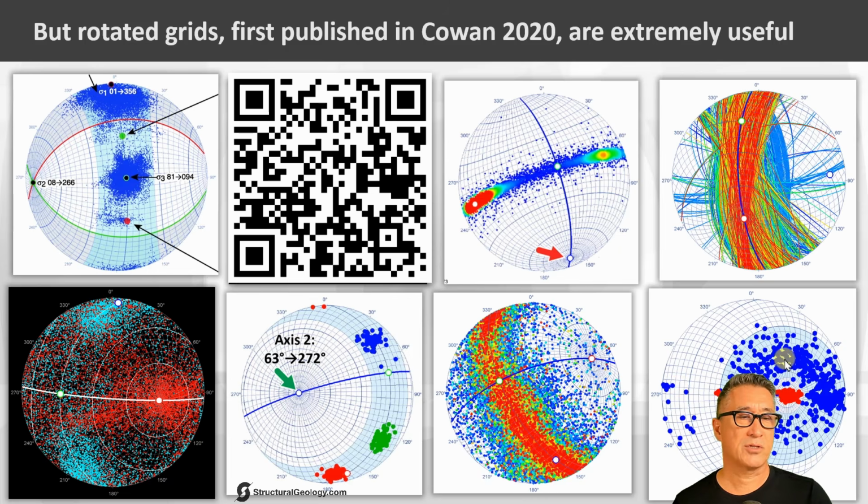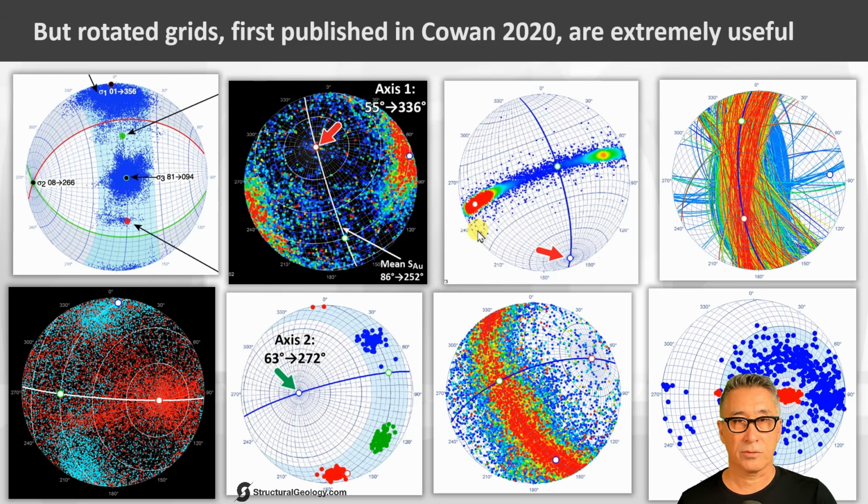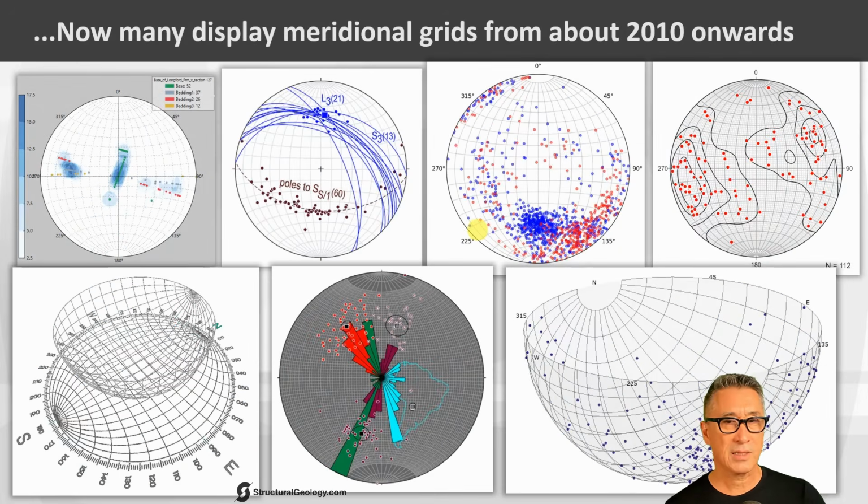I've demonstrated this using core rotation data, and this was the originally published example from the deposit that was published in 2020. All the other examples are from the analysis of various mineral deposits. It is extremely useful for the analysis of mineral deposits, but there's a long way to go. I need to convince a lot of people. But who has been sucked in to the matrix? This matrix here that displays meridional grids.